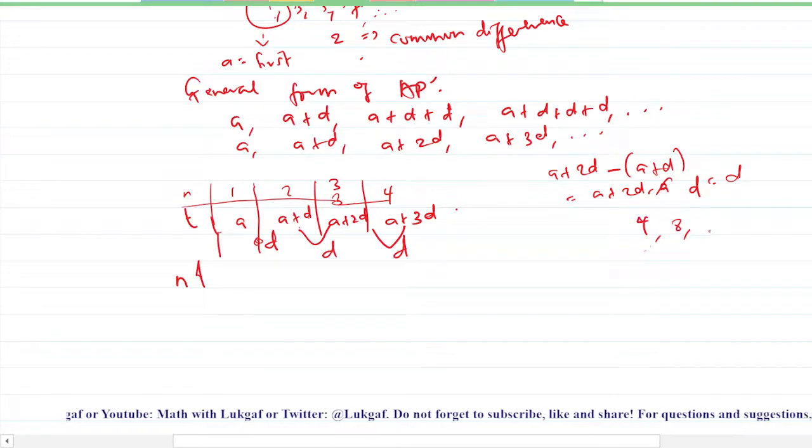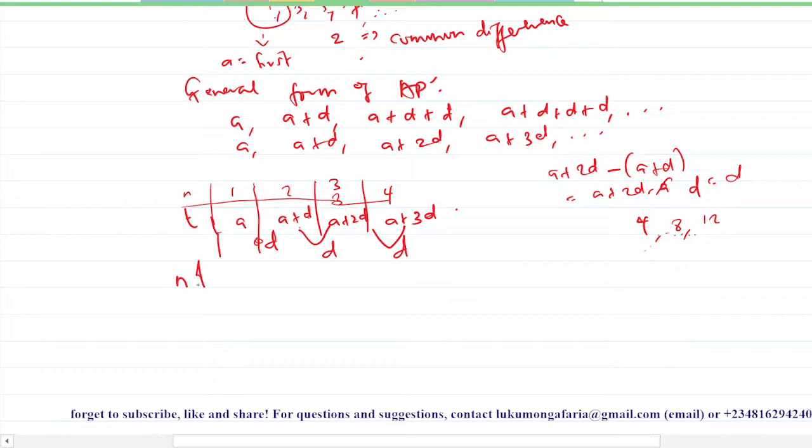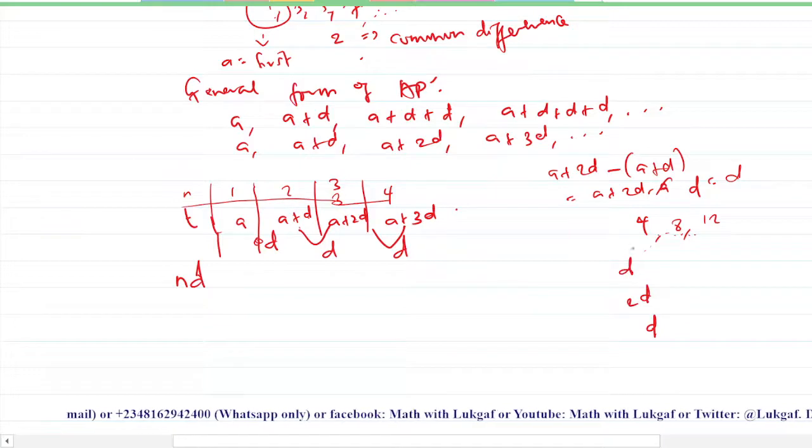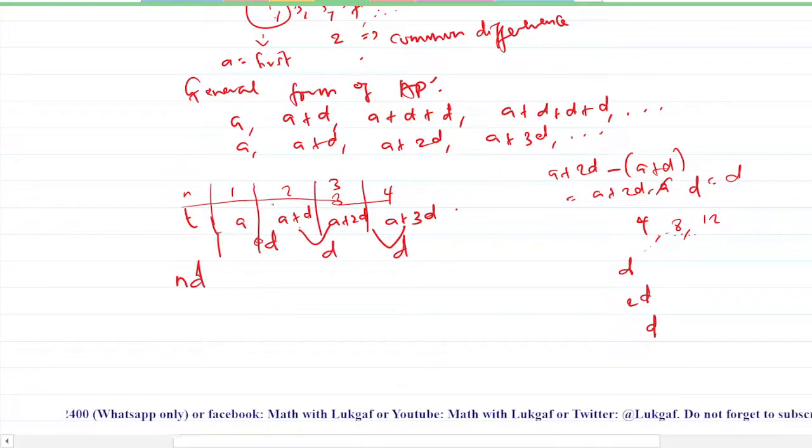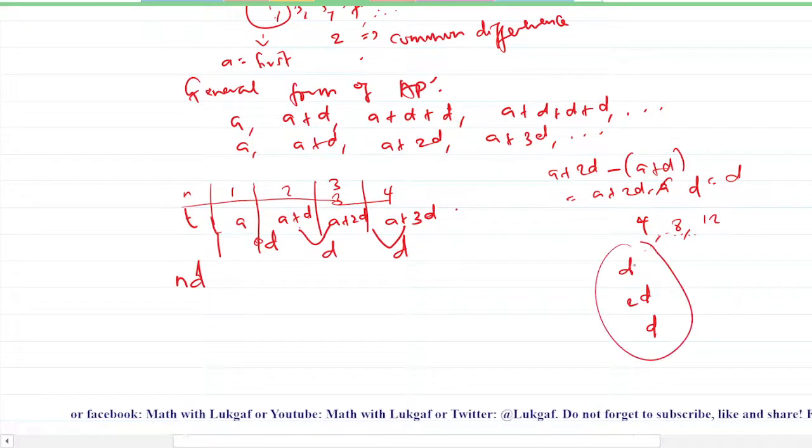It's also a sequence. So we have the constant term. What is the common difference? It is 4. You understand that? Likewise, this is also a sequence. In fact, the constant here is also D. So when we have D, we have 2D, then 3D.